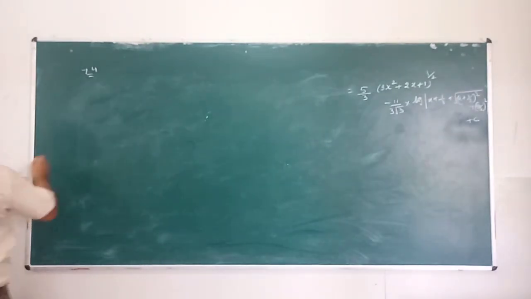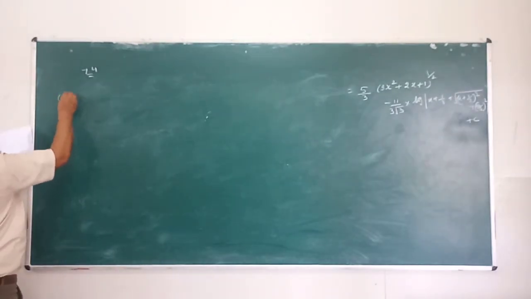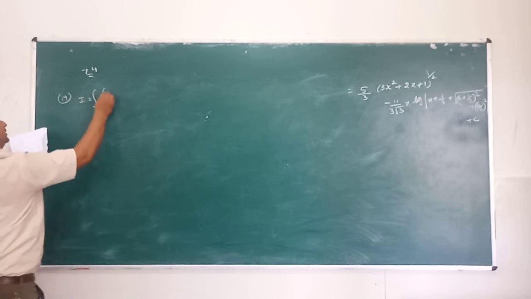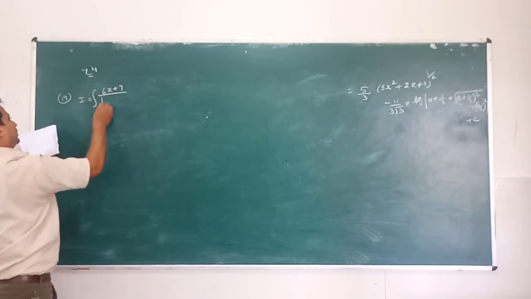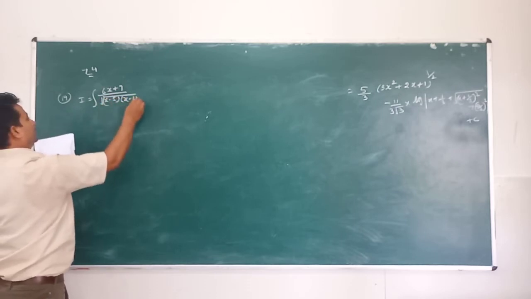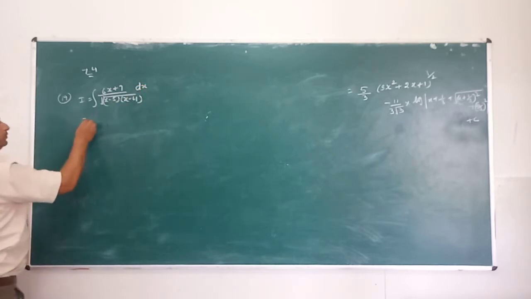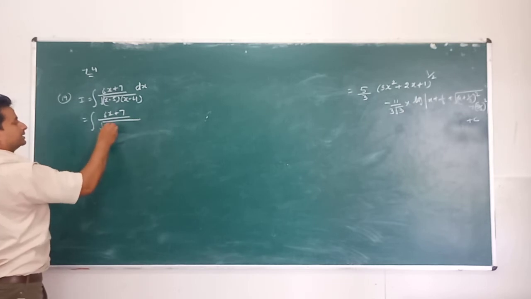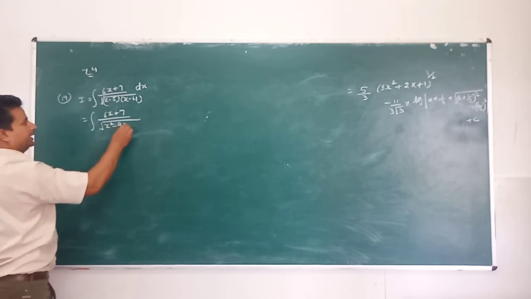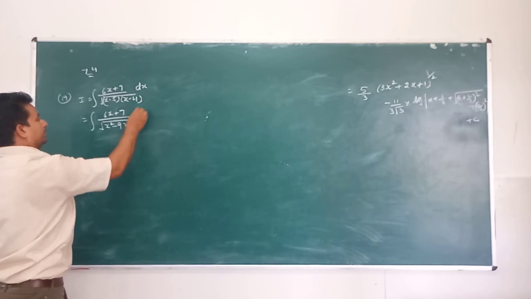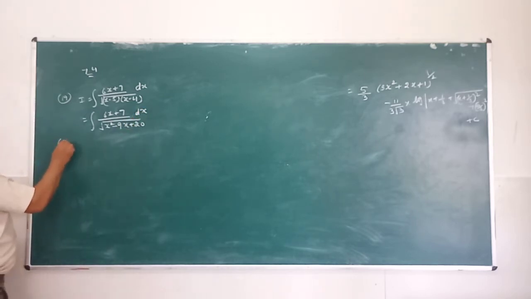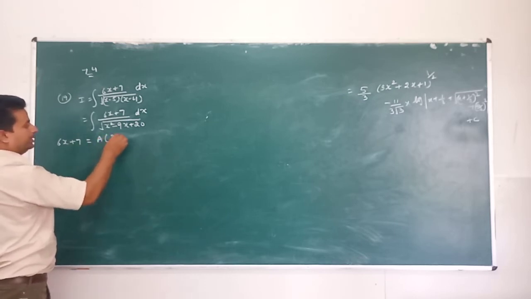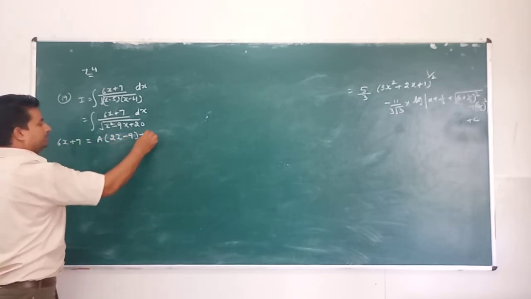In question number 19, the statement is (6x plus 7) upon the square root of (x minus 5)(x minus 4). So first we multiply these terms: this is x square minus 9x plus 20. So first we put 6x plus 7, that is the numerator, equal to a into derivative of denominator plus b.